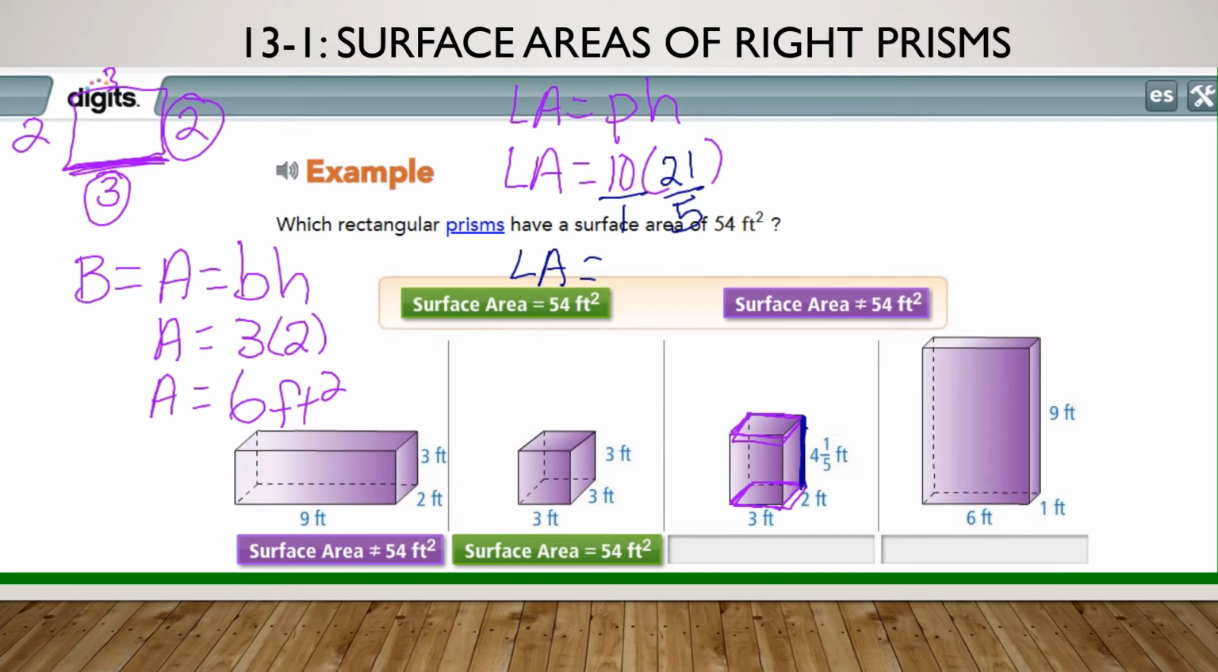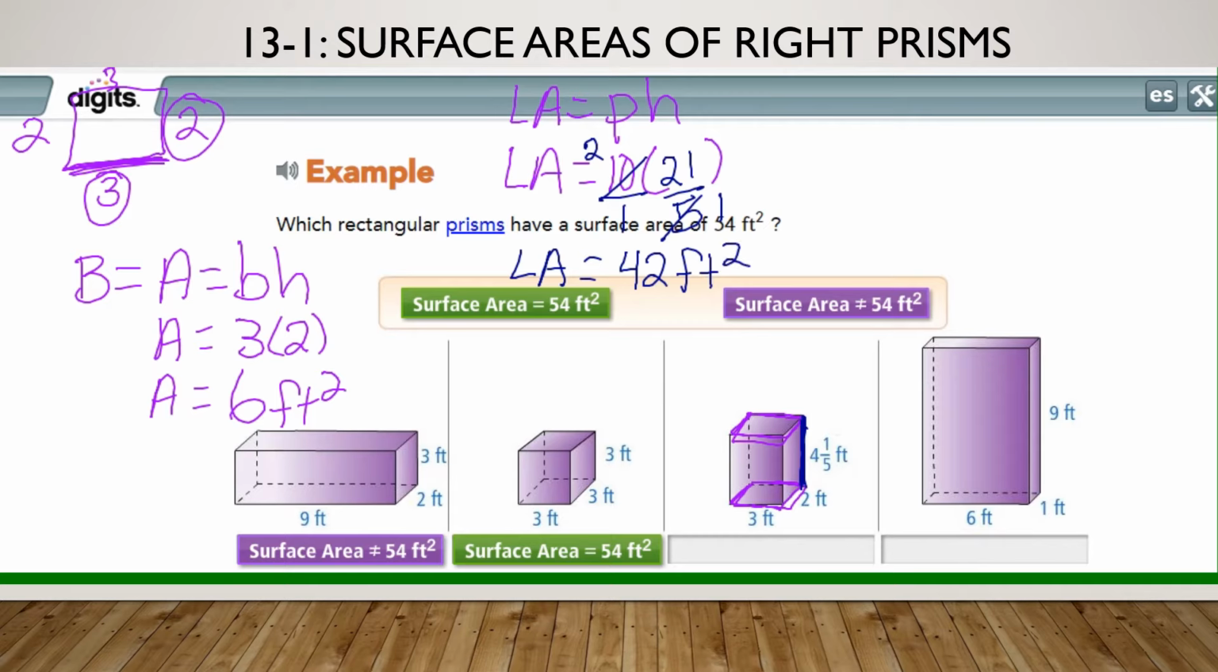So cross simplify 5 and 10. 5 becomes 1 and 10 becomes 2 because they're both divisible by 5. Now I multiply straight across. 2 times 21 is 42. So the lateral area is 42 feet squared.